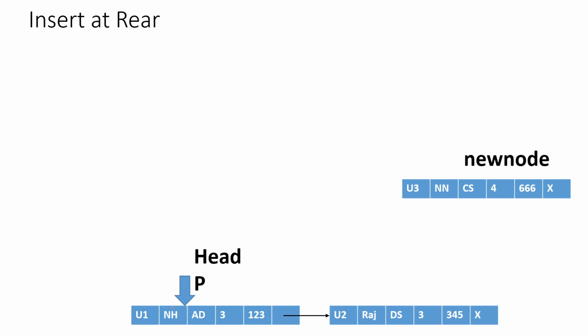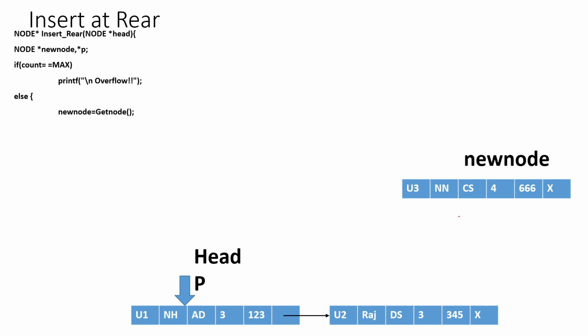Now insertion at the rear end. Assume that this is a linked list. Rear end is this one. When you add a new node at the end, it is called rear insertion. The starting point of head is required, and new node creation is required. If you have already reached the max number of nodes that you have set, say 4 or 5, say overflow. Otherwise, get the node; till here it is the same. If head is null, new node becomes head. Otherwise, what?